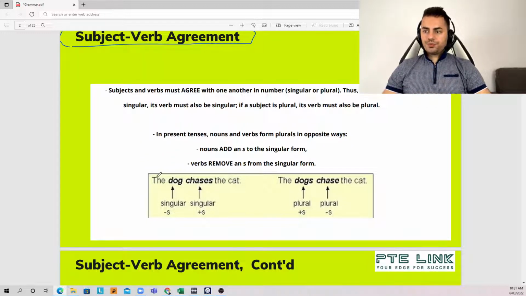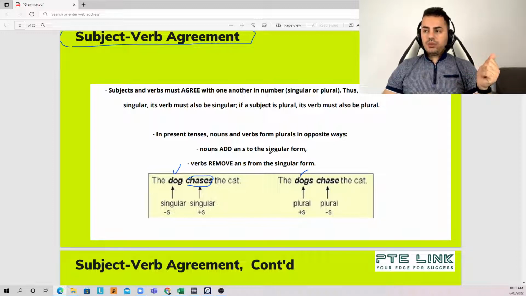For example, if you look at this sentence here, the dog chases the cat. So dog is my subject, which is singular. I've got one dog. The verb here, just to make it easy for you to memorize, will come with S. So the dog, one dog chases. The verb with S. And when you get the subject in plural, dogs, the verb will come in the base form. The dogs chase the cat. Okay, so this is the first basic rule that you have to be aware of.